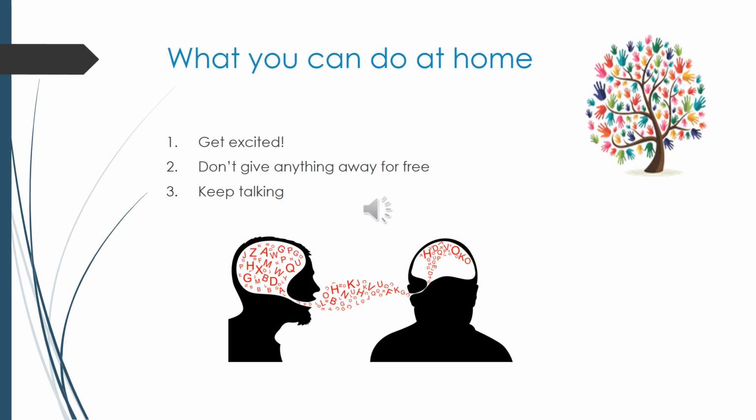So here are some things you can do at home. First, get excited. Be excited for any vocalizations your child makes. Repeat what they say and see if they repeat it back. Make it fun. Next, make sure you are having your child requesting for items and activities appropriately before giving it to them. Don't give anything away for free. If they are easily frustrated, you can model by saying the item before giving them the item.